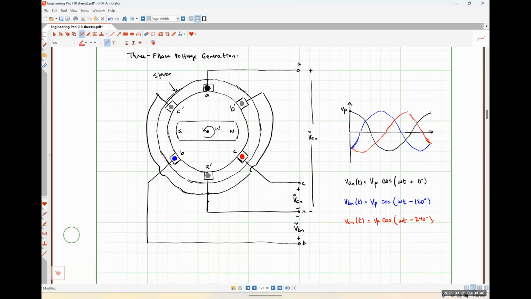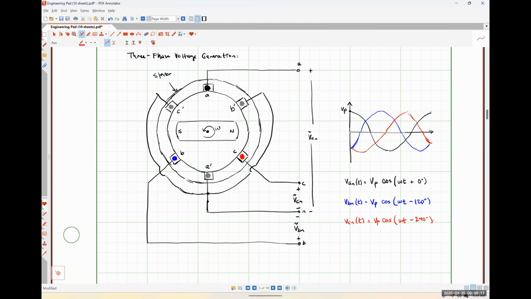So we only have a couple of minutes left here. So I just want to talk about some things. The 120 degrees of phase separation, and I feel like I'm beating a dead horse here, but it is important. That is going to happen because of the 120 degrees of physical separation between those coils. Now, what's going to make the value of those phase voltages VP the same for all three phases? Anybody have any thoughts?